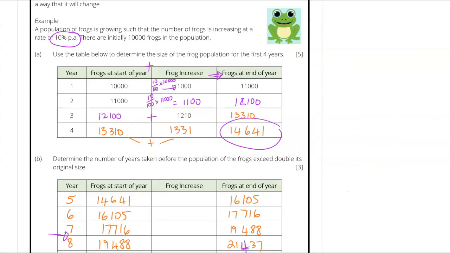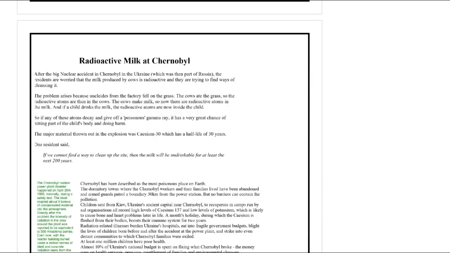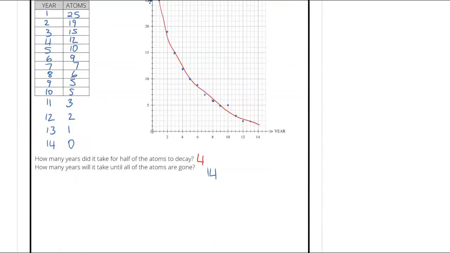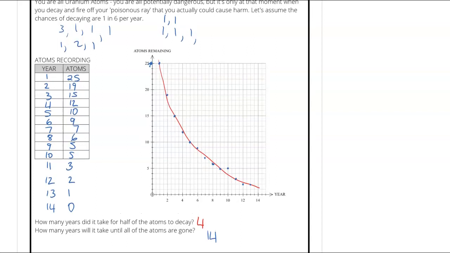Seriously? All right, so really, if you can do up to the end of the frog question, that's all we need. The radioactive stuff was more for interest, just showing you the decay and how you can have things compounding in the opposite direction as well, and you still have that exponential curve.